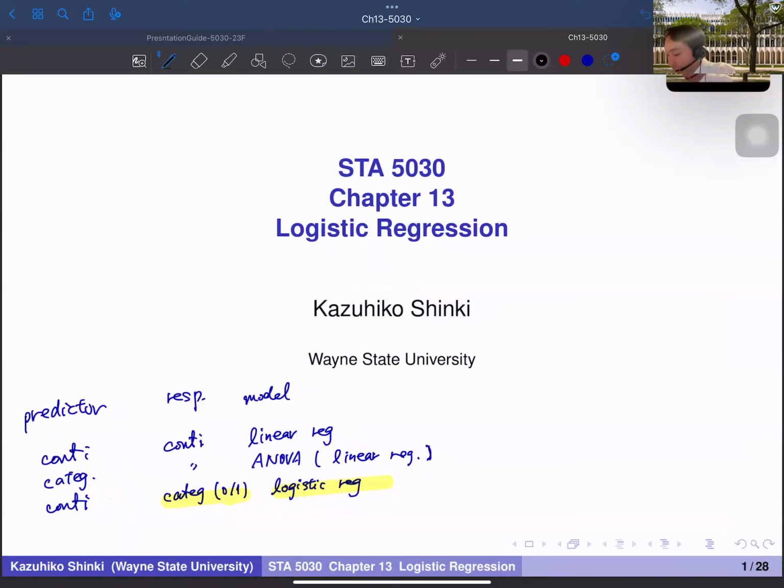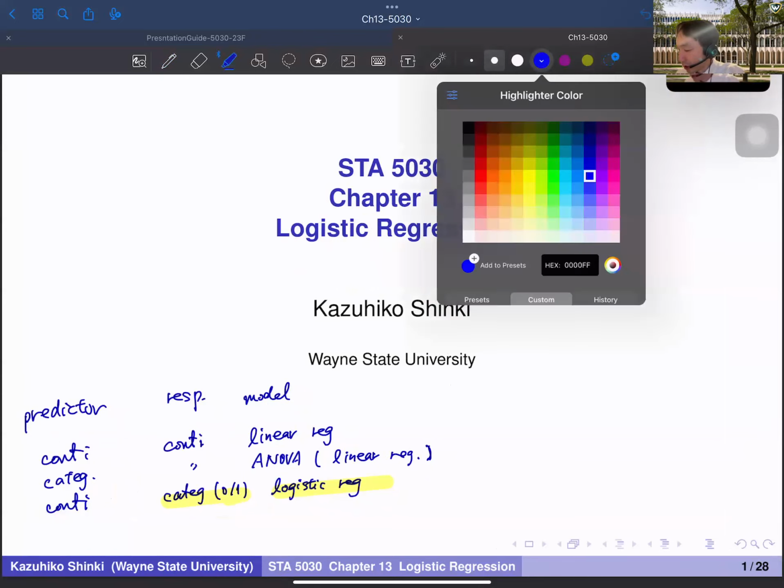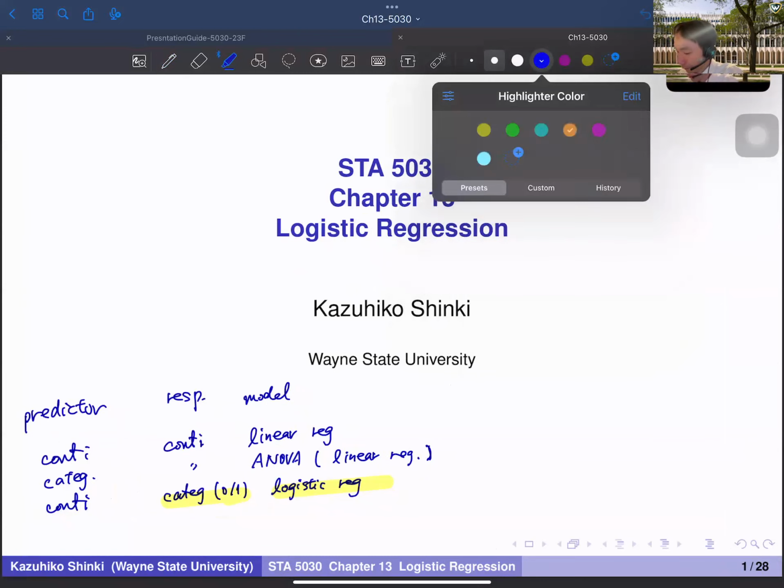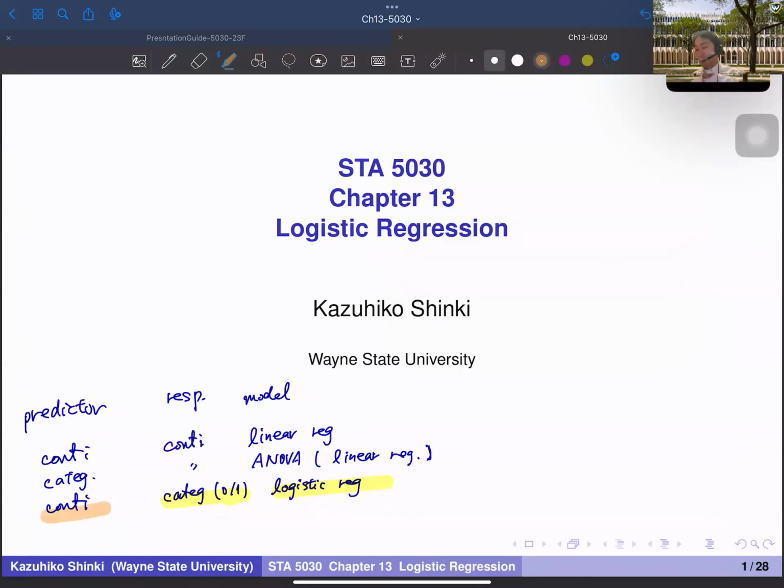Okay, so the logistic regression. Just a quick review. Logistic regression has a continuous predictor, and possibly other predictors such as a categorical predictor. But the point is the response is binary, so 0 or 1. For example, whether a patient is malignant or benign.